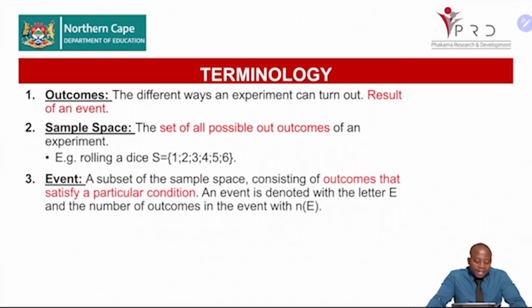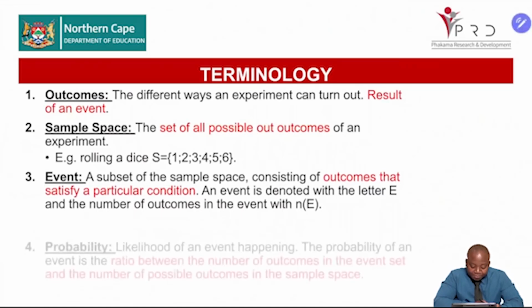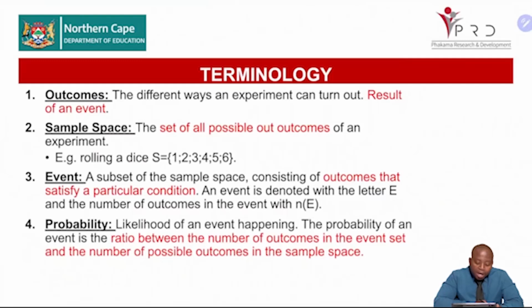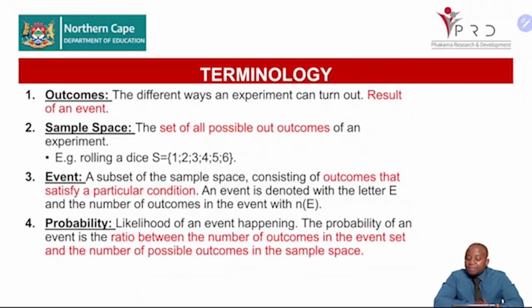What is an event? An event is a subset of a sample space. It consists of outcomes that satisfy a particular condition. An event is denoted with the letter E, and the number of outcomes in the event is n(E). And what is probability? Probability is the likelihood of an event happening. The probability of an event is a ratio between the number of outcomes in the event set and the number of possible outcomes in the sample space.